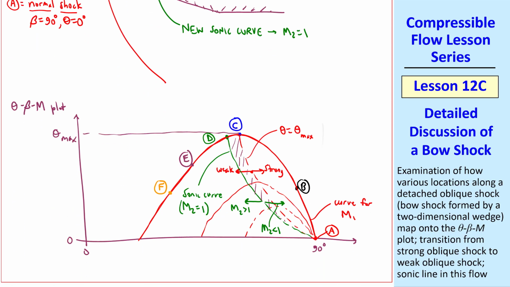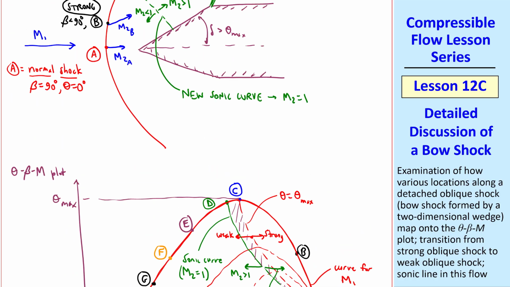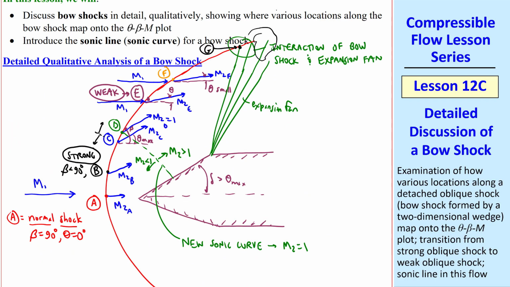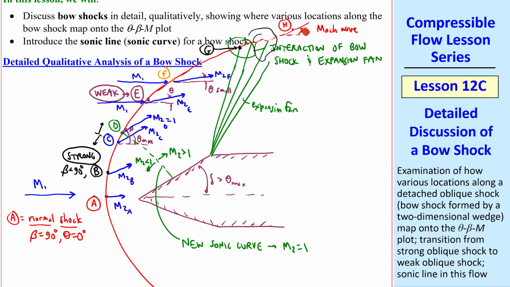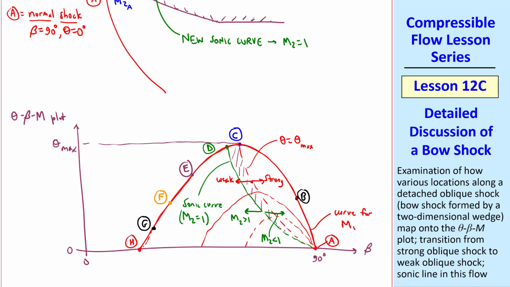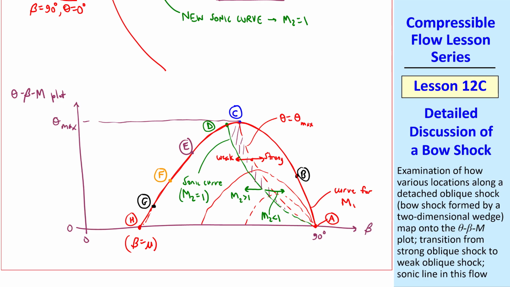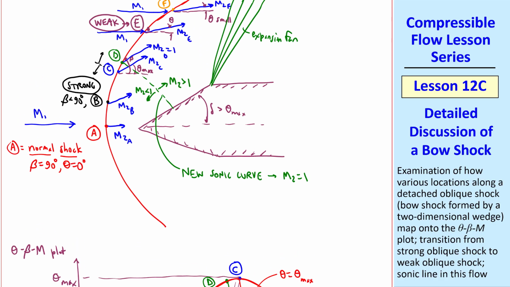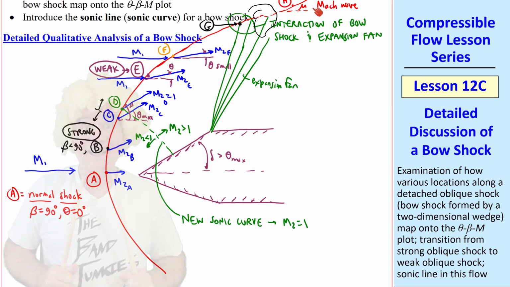On the theta-beta-M plot, point G is somewhere here, and eventually, after all this interaction here, we end up with a Mach wave, where the oblique shock angle beta is mu, and the turning angle theta goes to 0. On the theta-beta-M plot, point H is at this point, where beta equal mu, a Mach wave, where we recall from previous lessons that the minimum possible beta at this Mach number is mu, the Mach angle. I won't do a quantitative analysis of this flow, but hopefully you can see what happens along the bow shock from its beginning at the center line all the way up until it becomes a Mach wave.